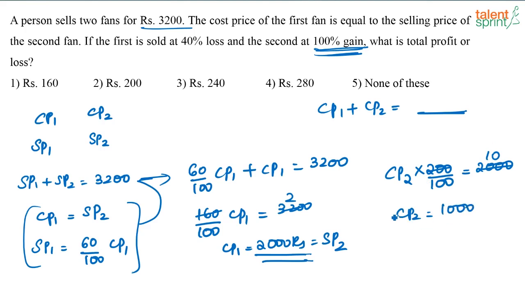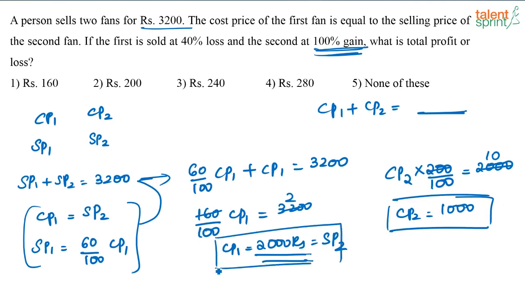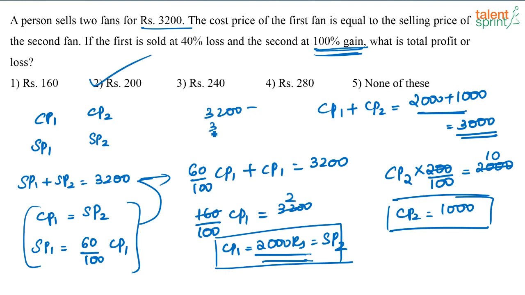So put together, I have found out CP2 is 1,000 and CP1 is 2,000. So what is the total cost price? 2,000 plus 1,000, or 3,000, is my total cost price of both the fans put together. And what is the total selling price? 3,200. So basically I am making a profit of 200 rupees. So what is my answer? 200. 3,200 minus 3,000, right? That is 200. So that is the profit that I am making. That is your answer. Is it clear?